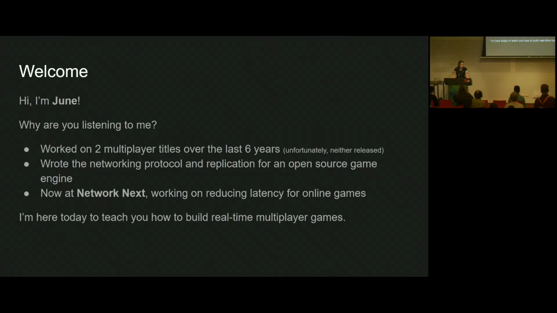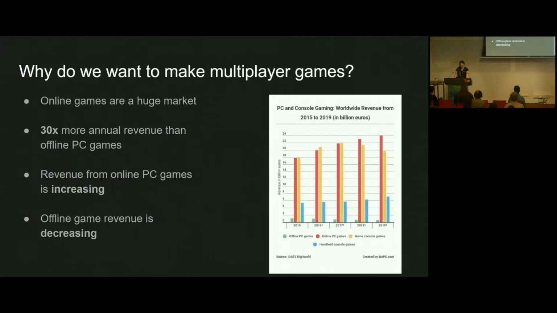And I'm here to teach you today how to do things like write the network protocol, implement input prediction, and that sort of thing. First up, why do we even want to make multiplayer games? They're quite difficult. But if we look at the market, online multiplayer is a huge market. It has 30 times more annual revenue than offline PC games. So if you want to be in the business of making money, multiplayer is a pretty good way to go.